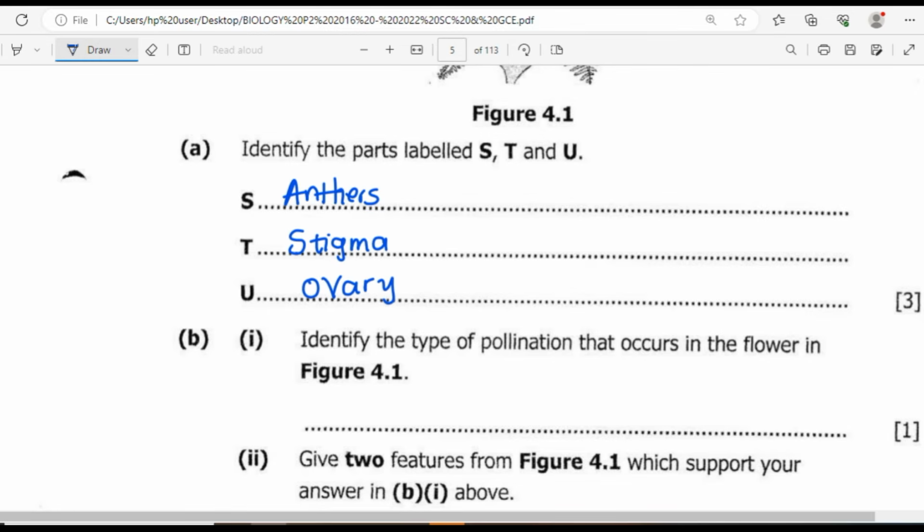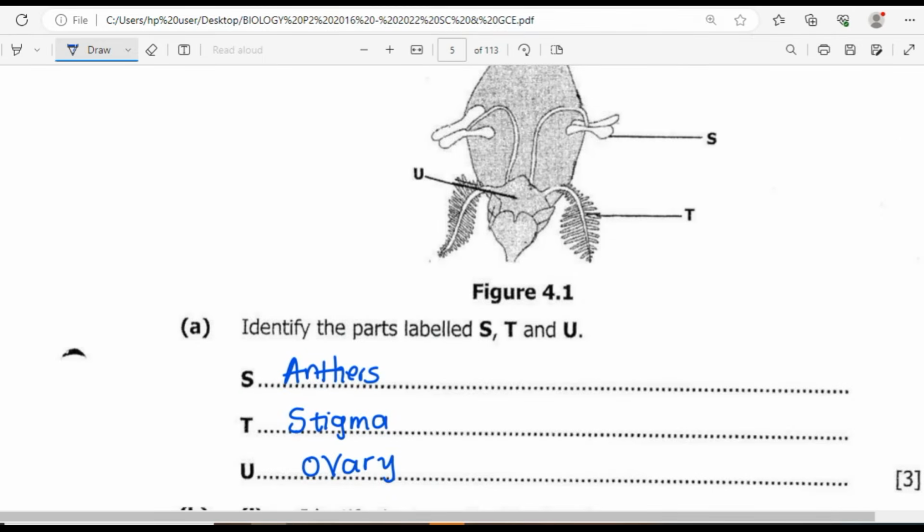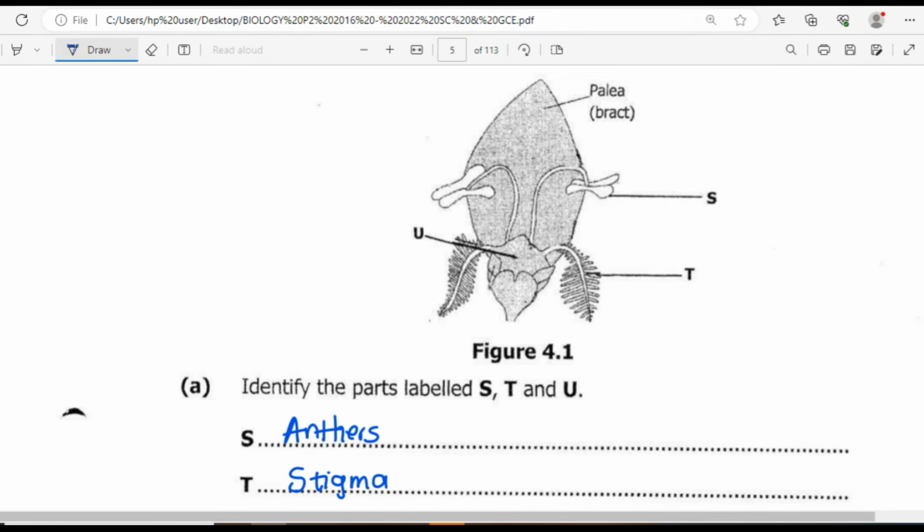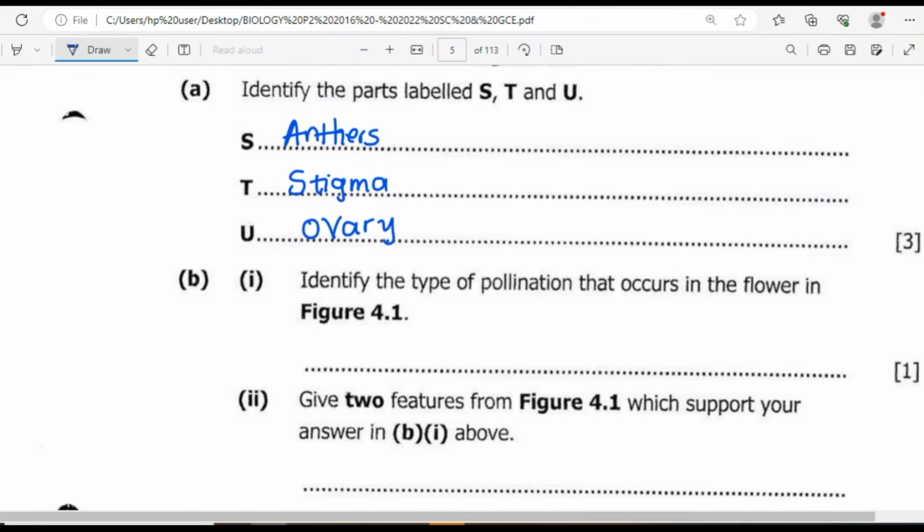Then B1, identify the type of pollination that occurs in the flower. So for this flower, you can see these, they are down here, then these. The type of pollination that we have here is wind pollination. With pollination, we are just looking at the transfer of pollen grains from the anthers to the stigma.